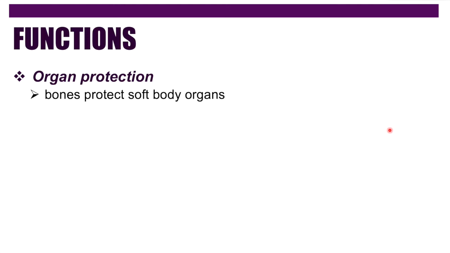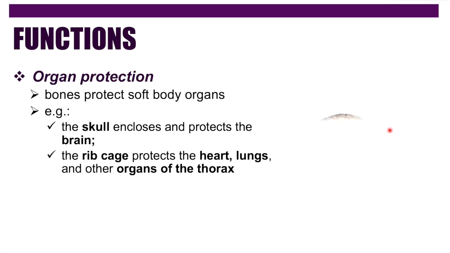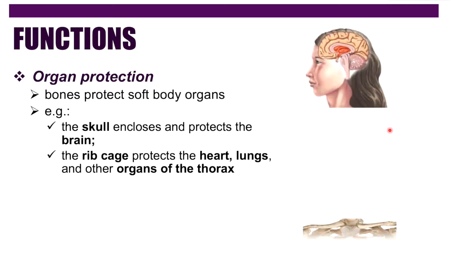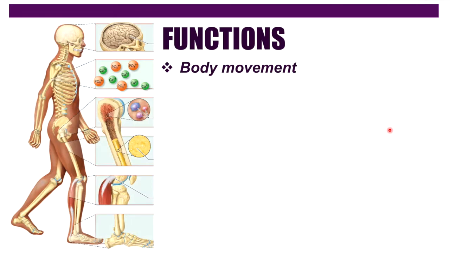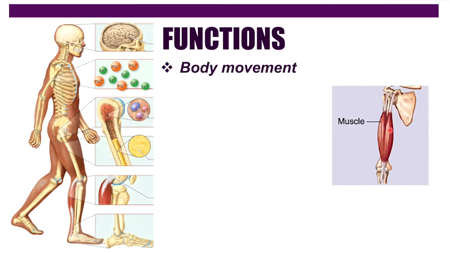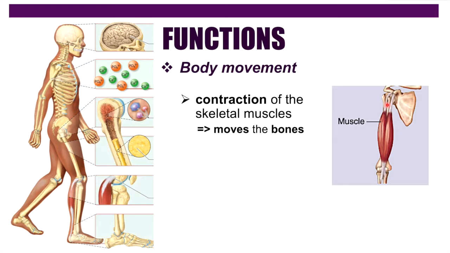Another function of the skeletal system is to protect the most important internal organs of the body. For example, cranial bones protect the brain and the rib cage protects the heart and lungs. The skeletal system also helps in generating body movements. This picture shows that there are several skeletal muscles attached to bones. When they contract, they pull on bones to produce movement. Further details will be discussed under our topic on the muscular system.